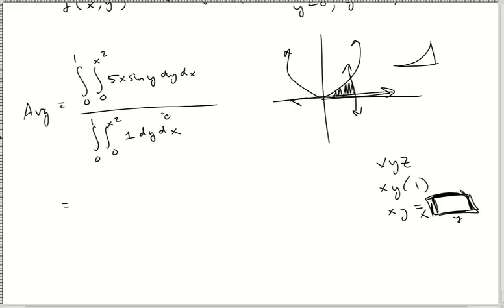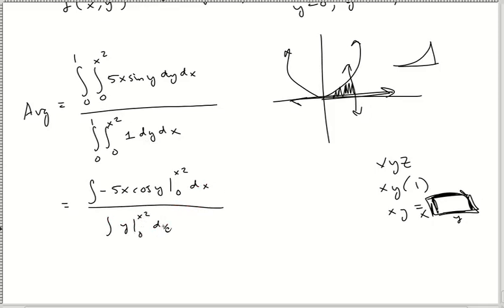Okay, so we're kind of doing two integrals at once here. If you want to just do them separately on the side, that's okay. It's not too bad. So what's the integral of a sine? It's going to be a negative cosine, from 0 to x squared, dx. And then down here, when you're integrating, you just get a y from 0 to x squared, dx.